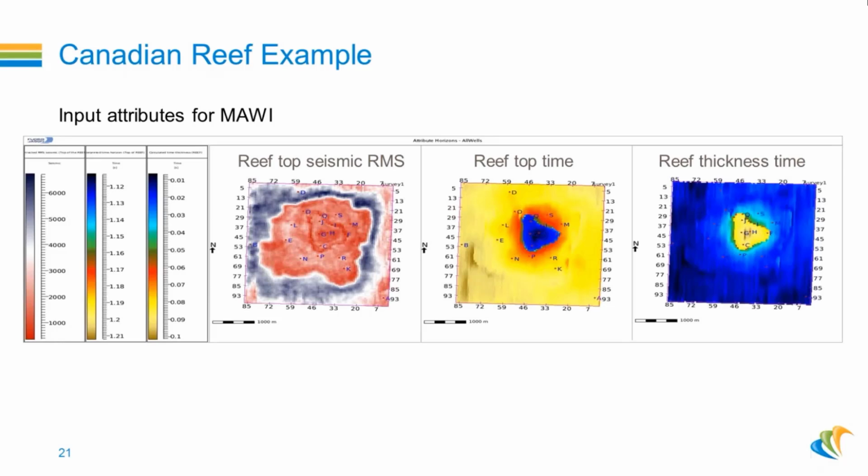Here's an example. We are using 3 attributes now. So it's a reef structure. We have the seismic RMS of the top of the reef, and we have the time structure of the reef, and we have the thickness of the reef in time. Those are 3 attributes which we're going to put into the multi-attribute well interpolator.